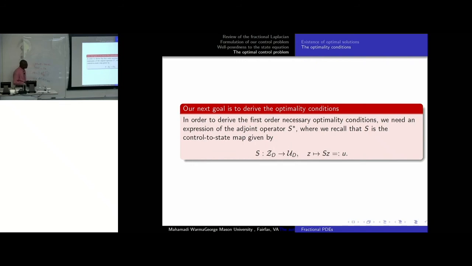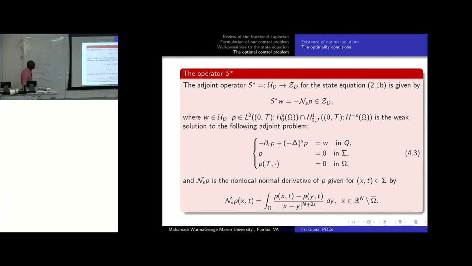Now we want to give the optimality condition for this case, and to have the optimality condition, you also have to compute the adjoint of your solution to state map. The solution to state map is: I give my control Z, I want the state, that is S of Z is U. Then we need to find the adjoint of this one. Here the adjoint is given by minus the non-local normal derivative of P, where P is the solution of what we call the backward problem, or adjoint problem.